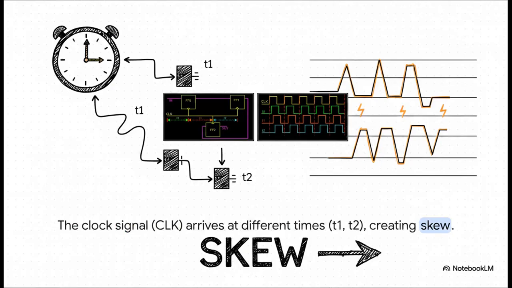And wow, this illustration just nails the problem. The clock signal gets sent out, but because the wire delays T1 and T2 are different, it reaches the two flip-flops at different times. The timing diagram on the right shows you the result. The clock edges are out of sync. That's skew, and let me tell you, it can cause huge problems in a synchronous circuit.